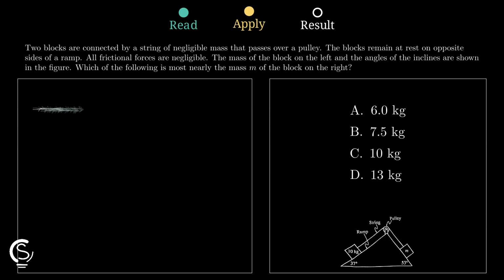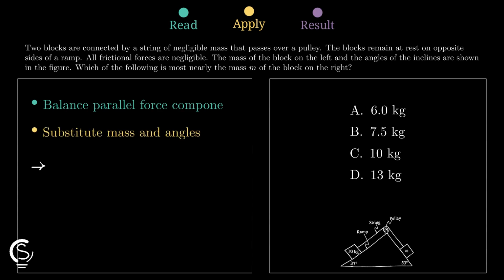Next, we substitute our known values into the equation. We have a 10 kilogram mass at 30 degrees on the left and an unknown mass at 45 degrees on the right. Finally, solve for the unknown mass by dividing the left side by the sine of 45 degrees. This gives approximately 7.5 kilograms.